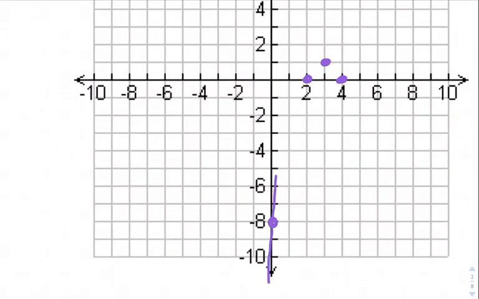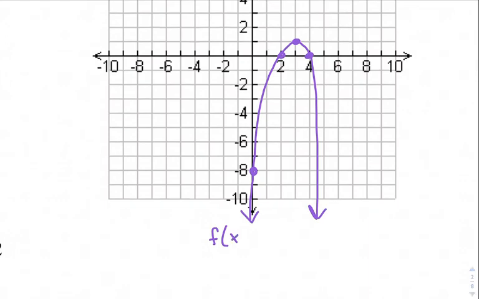So now you just have to connect your dots. And that's what this function would look like. And remember, you have to label your function. So this is f of x equals negative x squared plus 6x minus 8.